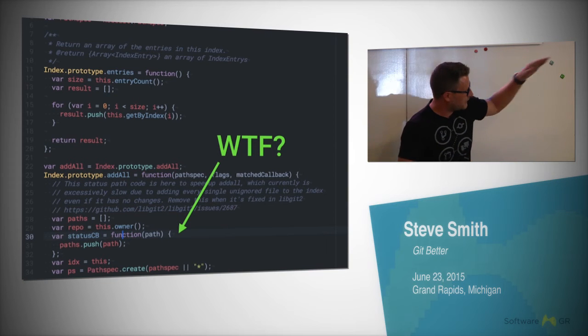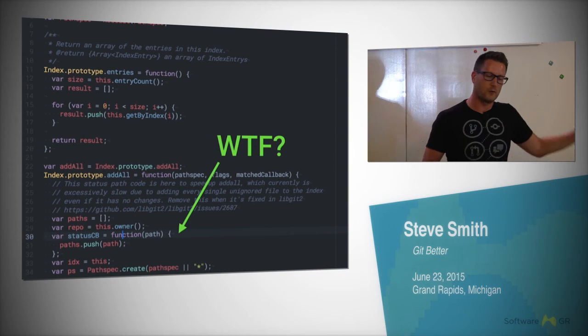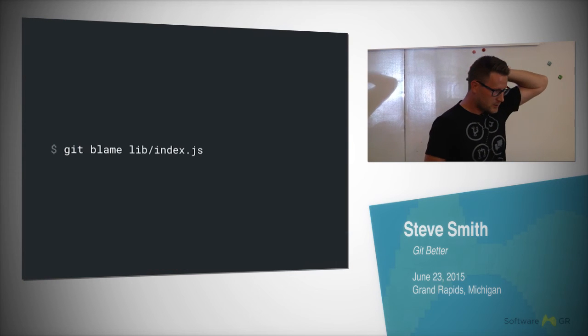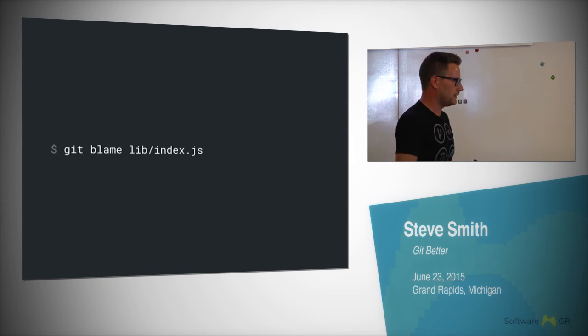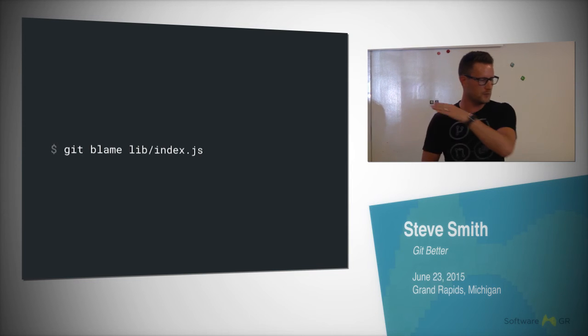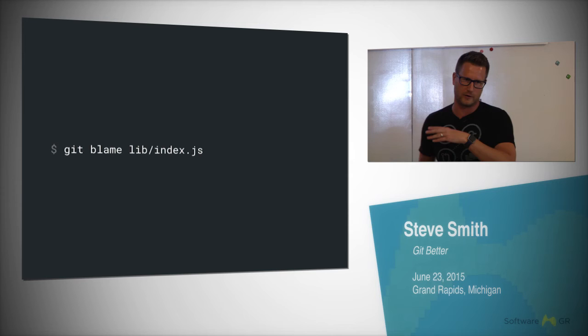But let's say, okay, I got this line. I'm going to pick on this line. I don't know why I picked on this line. It's just an example. So that file that I was looking at is at lib/index.js. So I can git blame that file, the path to that file.